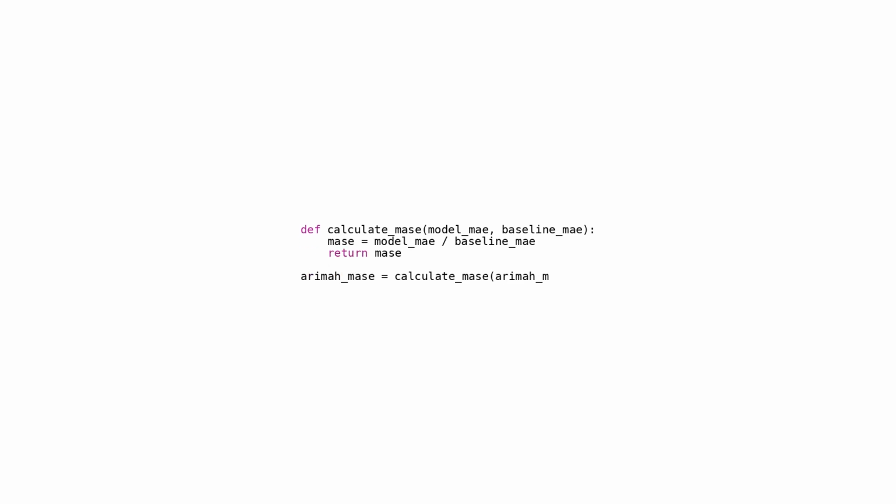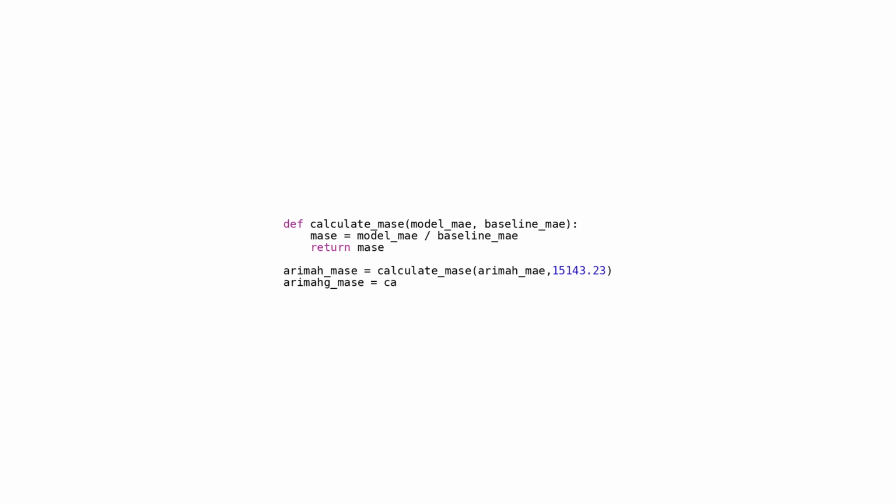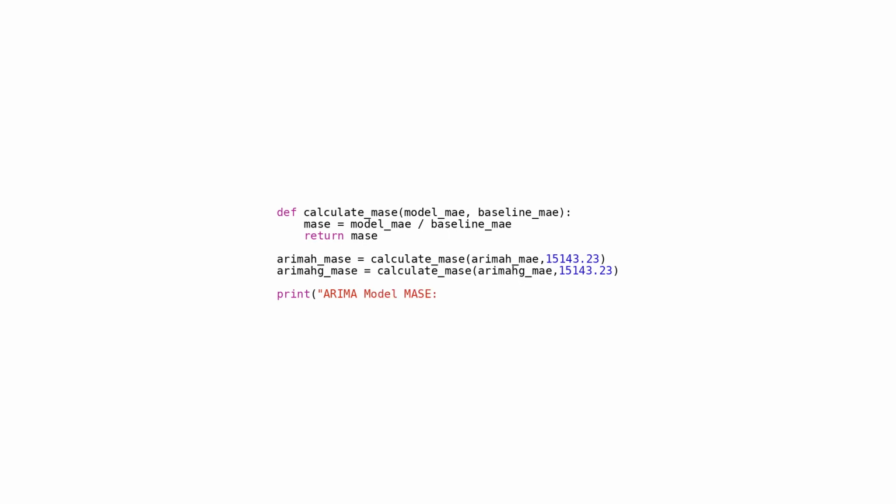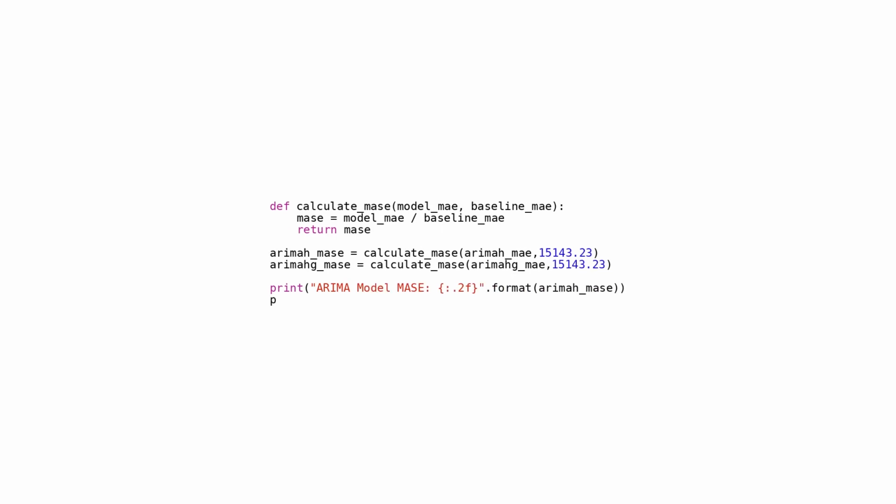The below Python code defines a function, calculateMase, which calculates the mean absolute scaled error, MASE, by taking in the MAE of a predictive model and comparing it to the MAE of a baseline model. The code uses this function to calculate the MASE for two specific models, an ARIMA model and an ARIMA with GRU, gated recurrent unit, model, with a fixed baseline MAE of 15,143.23. The MASE values for each model are then printed with a precision of 2 decimal places, showing how well each model compares to the baseline. A lower MASE indicates a better predictive performance.